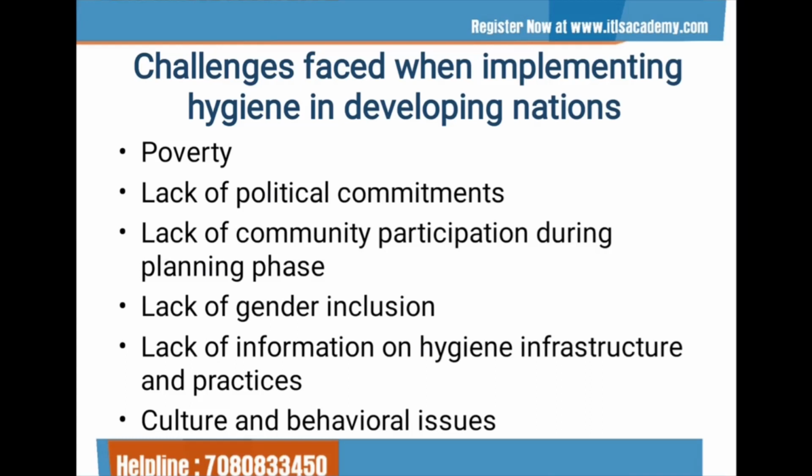Next point is the lack of information on hygiene infrastructure and practices. There is a lack of recent, reliable information on the conditions of existing hygiene infrastructure and practices, including whether or not the infrastructure is actually functioning, or the benefits of some hygiene practices. The last one is cultural behavioral issues. Culture shapes the behavior and beliefs of most people, as it is their way of life. Culture makes people in developing nations resist new hygiene facilities and ideas.